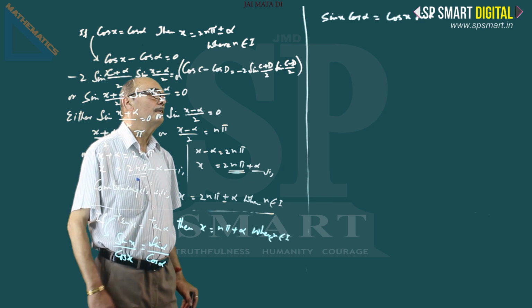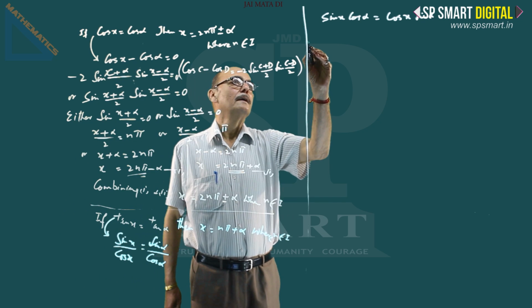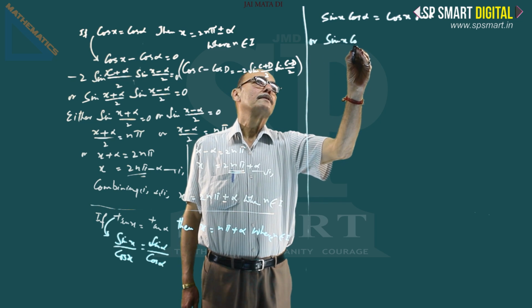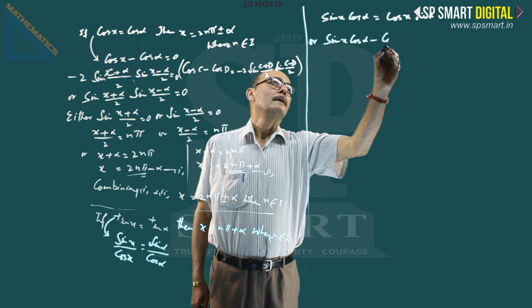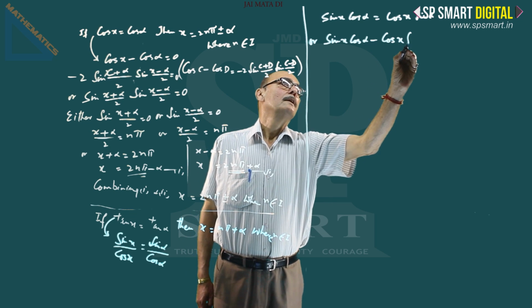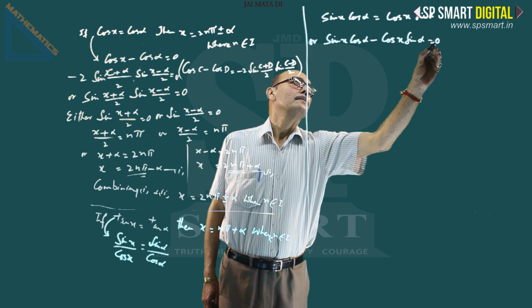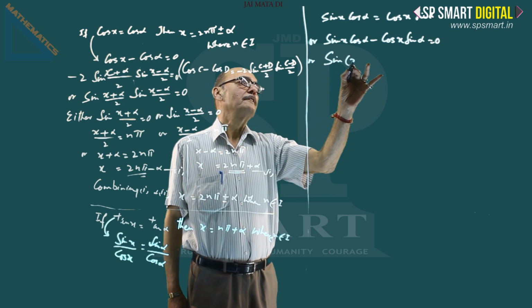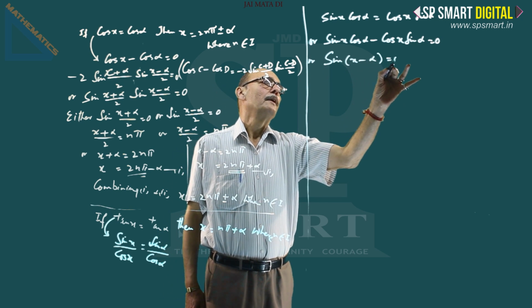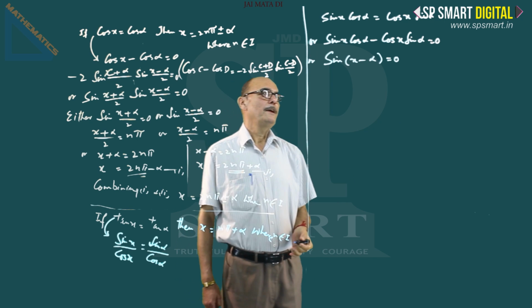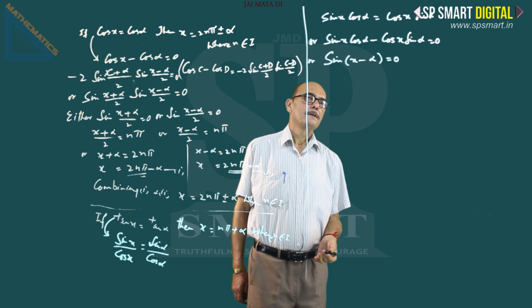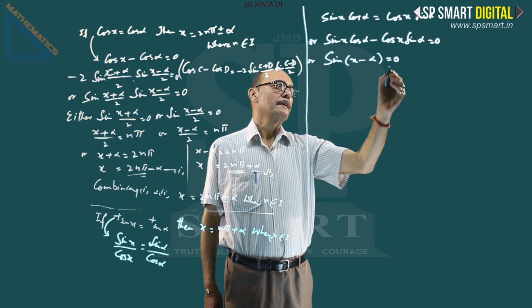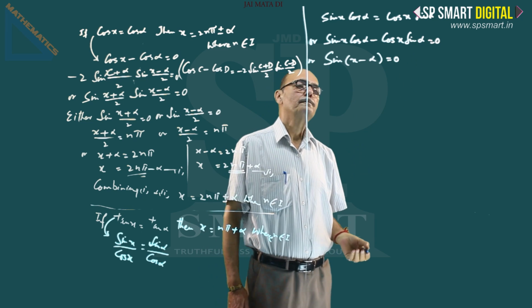take cos x to this side, or sin of x cos of alpha minus cos of x sin of alpha equal to 0, or sin of (x minus alpha) equal to 0. If you remember the formula sin of (a minus b), so this is sin of the first angle cos of the second angle minus cos of the first angle sin of the second angle.